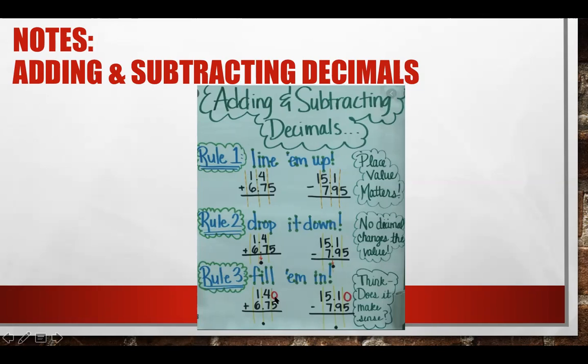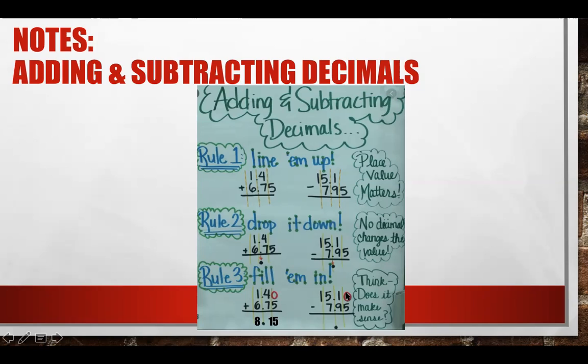So 5 and 0 is 5, put down 5. Then 7 and 4. 7 and 4 is 11, so I'm gonna put down a 1 and carry the 1. So I should have 15 here. And 1 plus 1 plus 6 is 8.